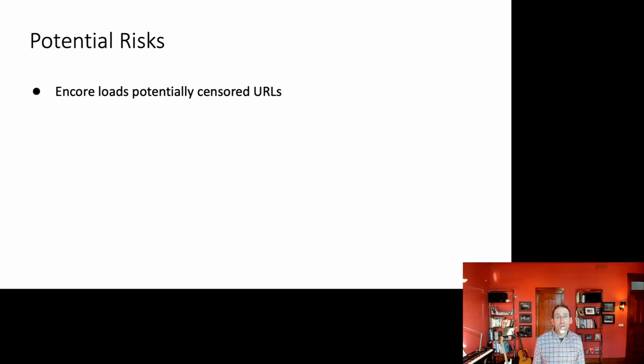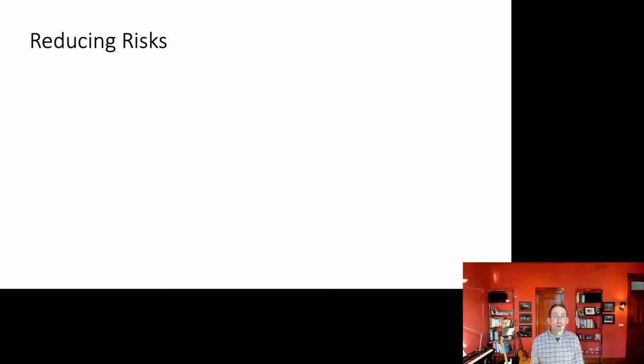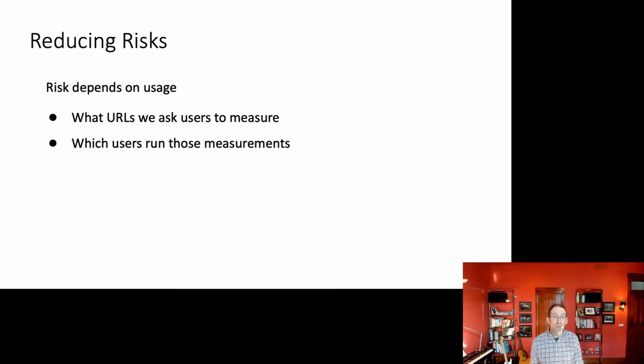There are some potential risks to Encore. It loads potentially censored URLs, which might be possibly dangerous to users who may not want to be implicated in loading those URLs. Unfortunately, informed consent is infeasible, particularly given that it may be difficult to inform users of these risks, especially if these users don't even speak English. For this reason, Encore is opt-out. But there are ways to reduce risk. Risk depends on how we use the tool, and in particular what URLs we ask users to measure, and which users we ask to run which particular measurements. And so we can control these risks by controlling our measurements in various ways.